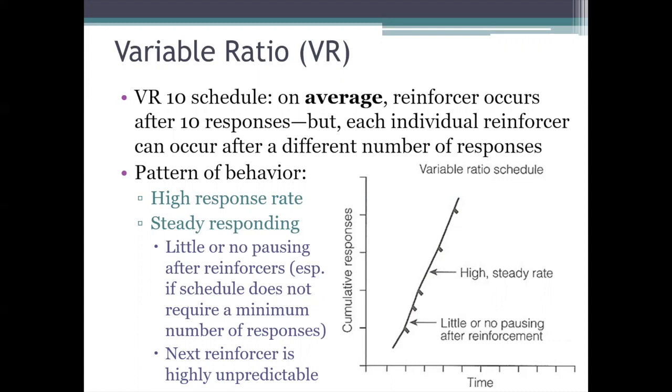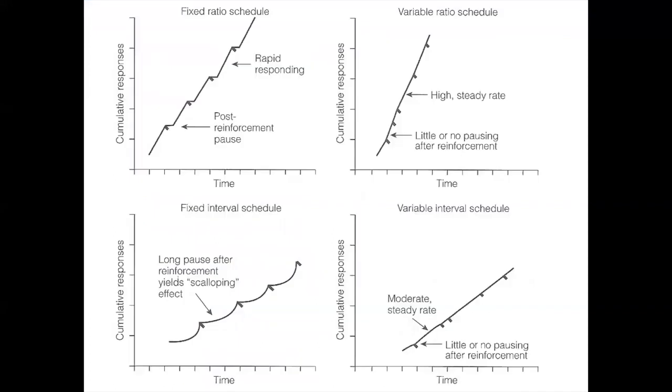But on both kinds of ratio schedules, we tend to see high rates of responding. In fact, the response rate that you see on a VR schedule is pretty similar to the run rate that you'll see on an FR schedule. And guys, that brings up one general principle about the effects that the different schedules of reinforcement tend to produce, which is that responding tends to be faster. The response rate tends to be higher on ratio schedules than it is on interval schedules.